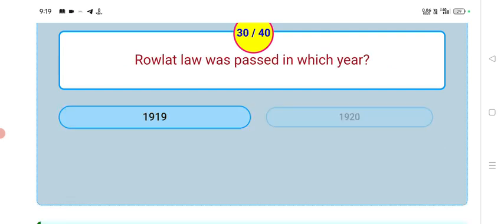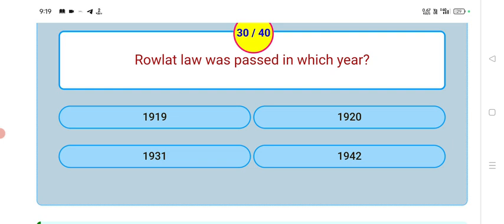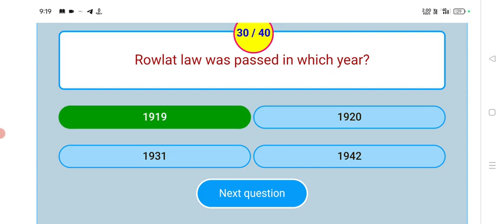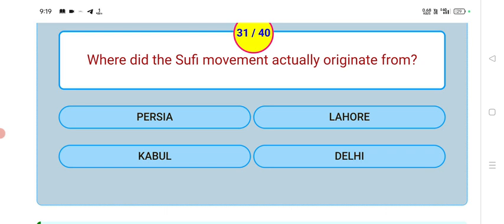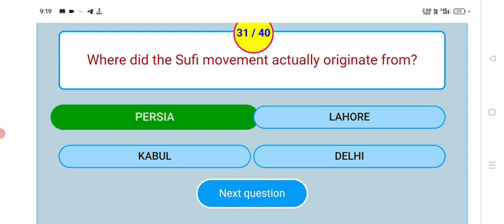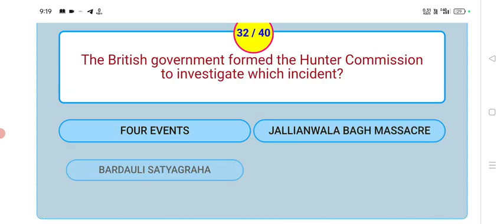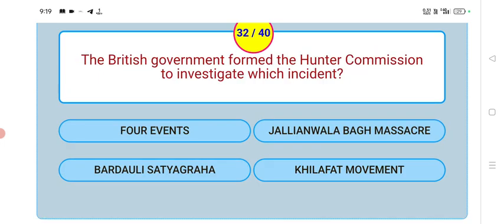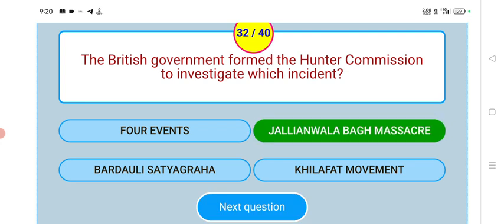Next, Rowlatt Law was passed in which year? Answer, 1919. Rowlatt Law was passed in 1919. Next, where did the Sufi movement actually originate from? Answer, Persia. The Sufi movement originated from Persia. Next, the British government formed the Hunter Commission to investigate which incident? Jallianwala Bagh massacre.